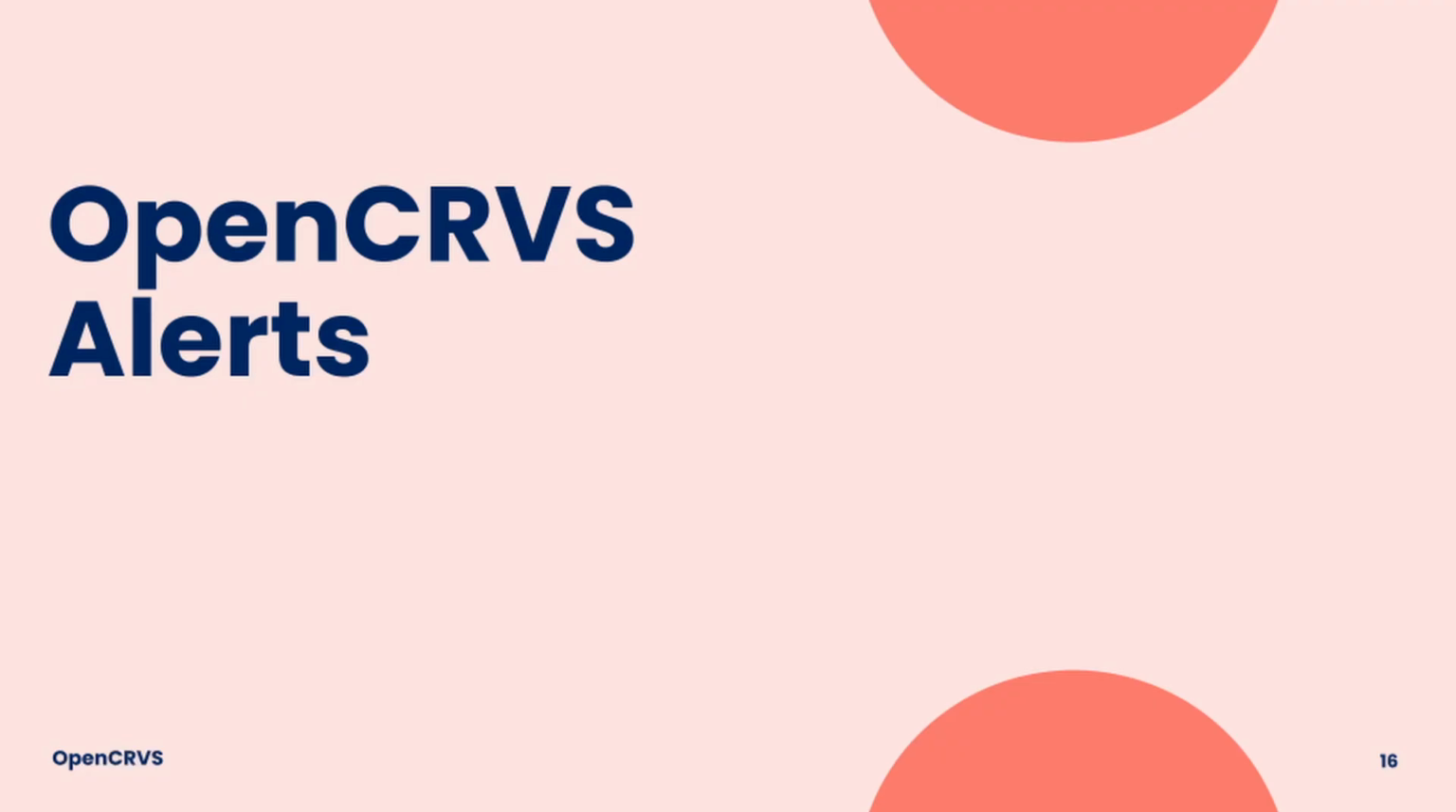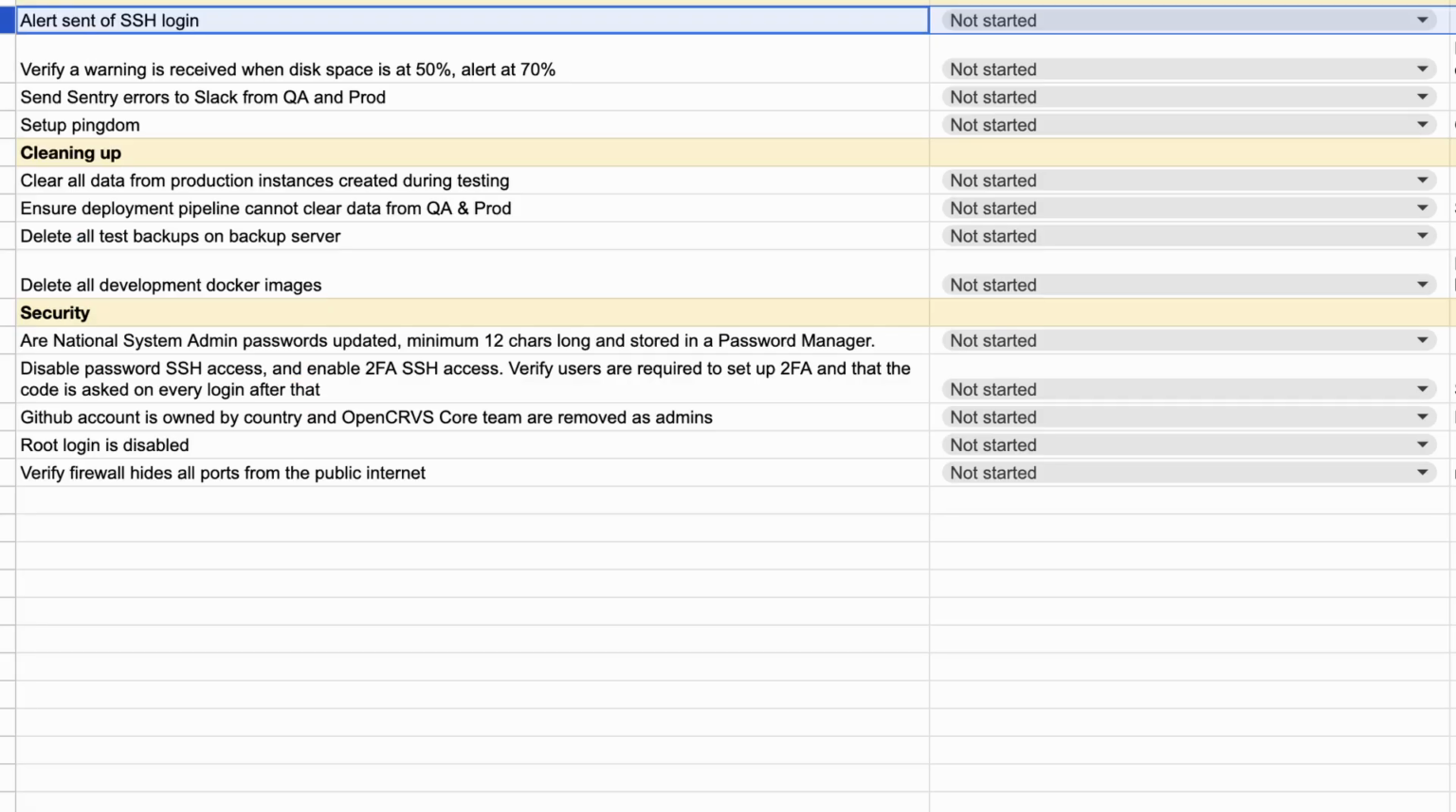Alerts. Next, we will verify different types of alerts are working. These alerts include security alerts, low resource alerts, and alerts caused by exceptions happening in production for end users. 1. Alert sent for SSH login.